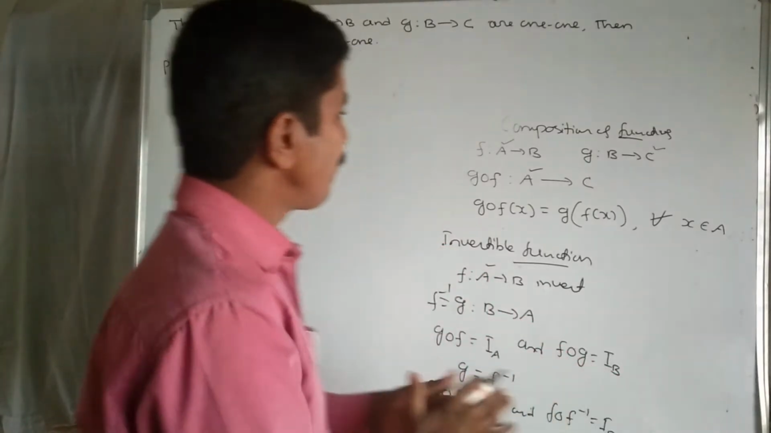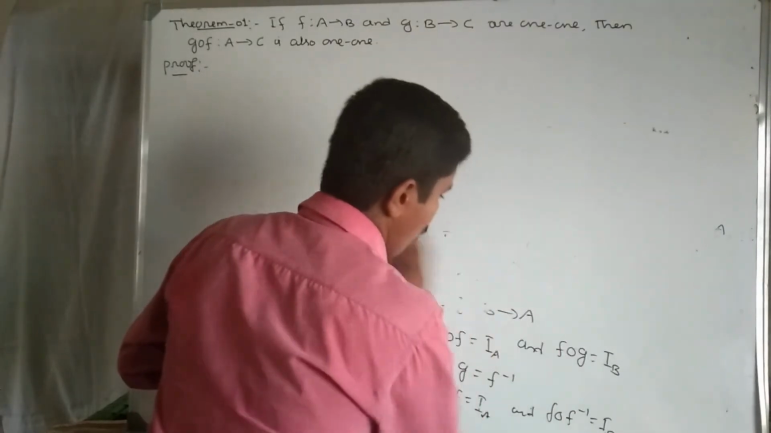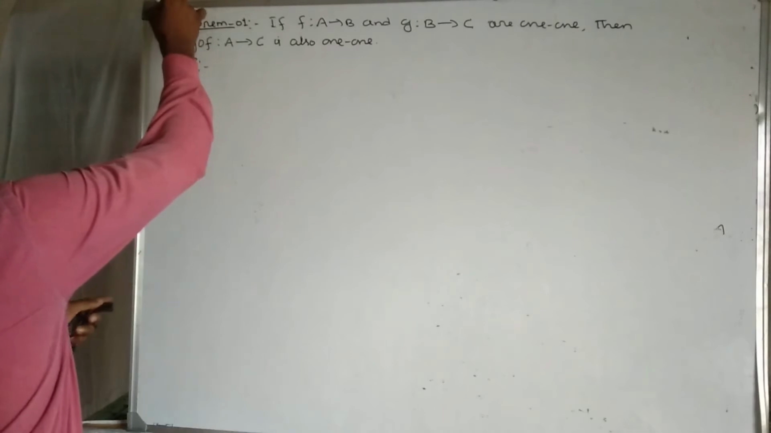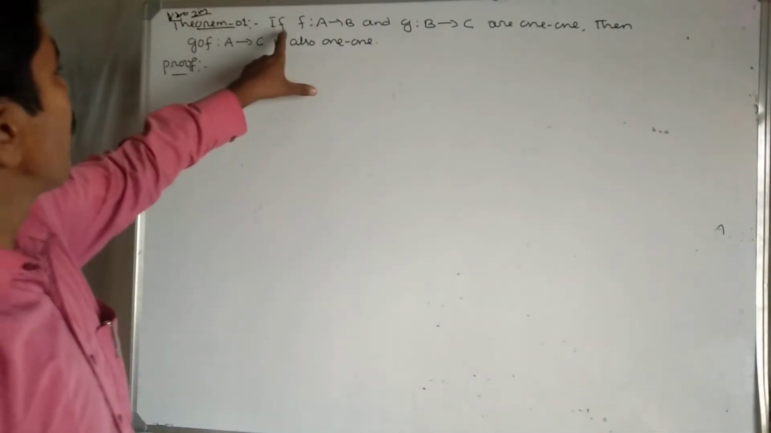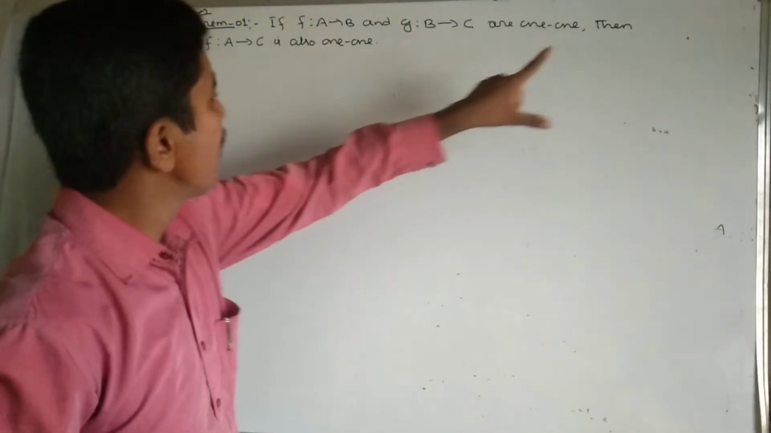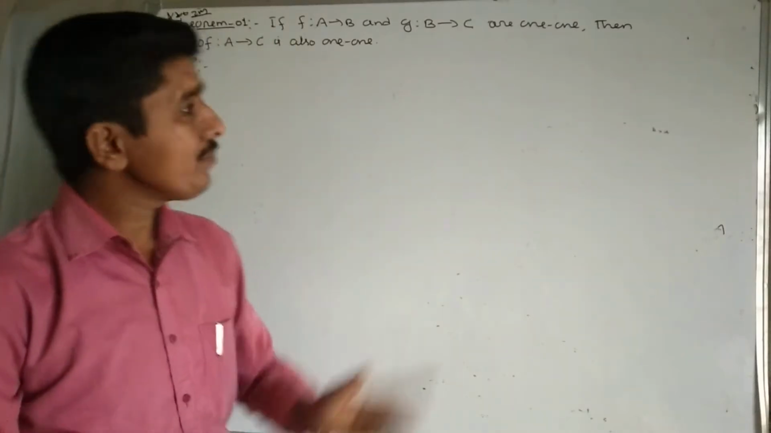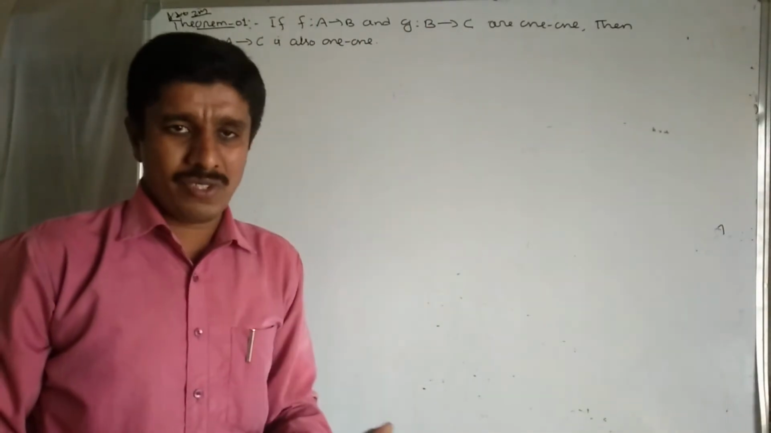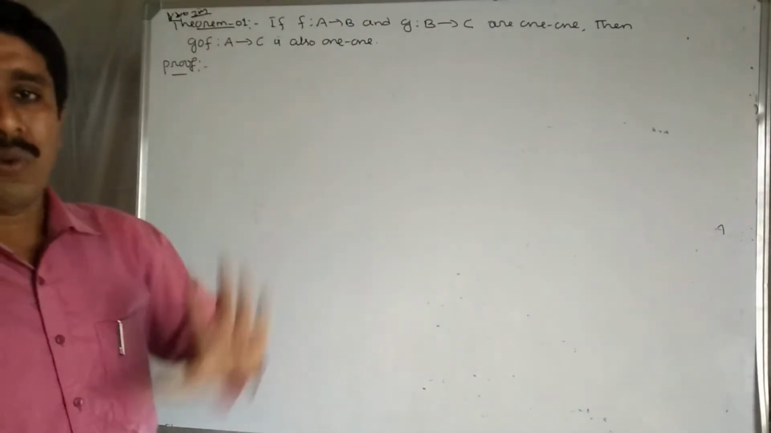Now we go to the theorem, an important one, important for 2 marks. If f from A to B and g from B to C are one-one, then gof from A to C is also one-one. Here f and g are one-one functions. The question is asked like this: show that the composition function gof is also a one-one function.